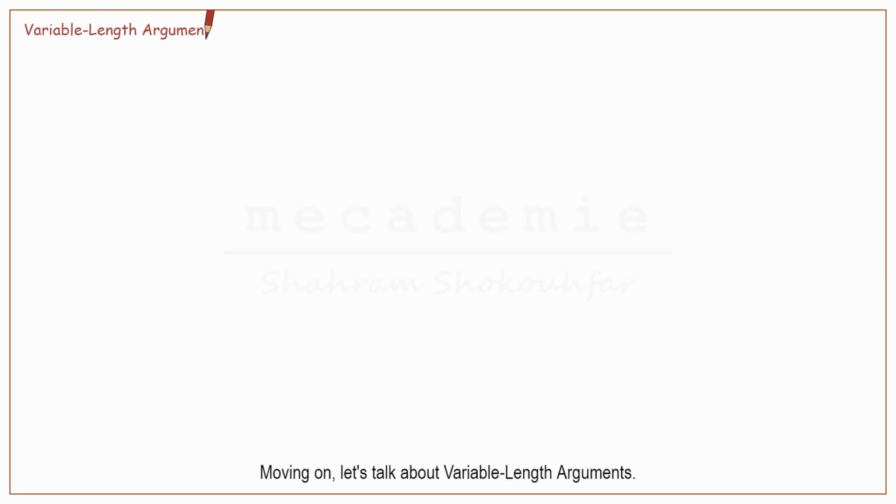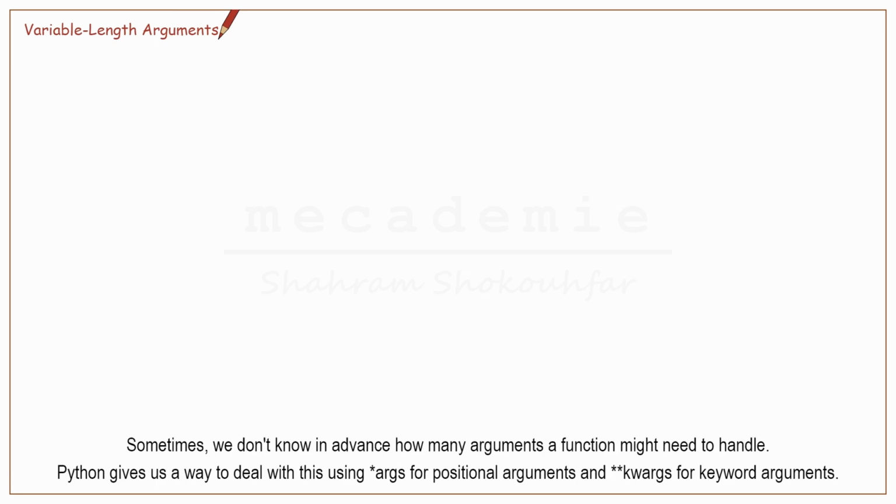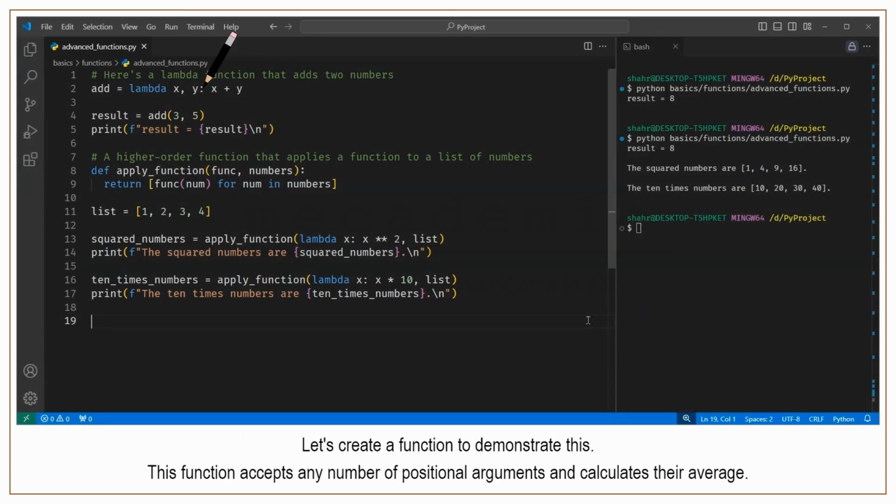Moving on, let's talk about variable length arguments. Sometimes we don't know in advance how many arguments a function might need to handle. Python gives us a way to deal with this using *args for positional arguments and **kwargs for keyword arguments. Let's create a function to demonstrate this. This function accepts any number of positional arguments and calculates their average.